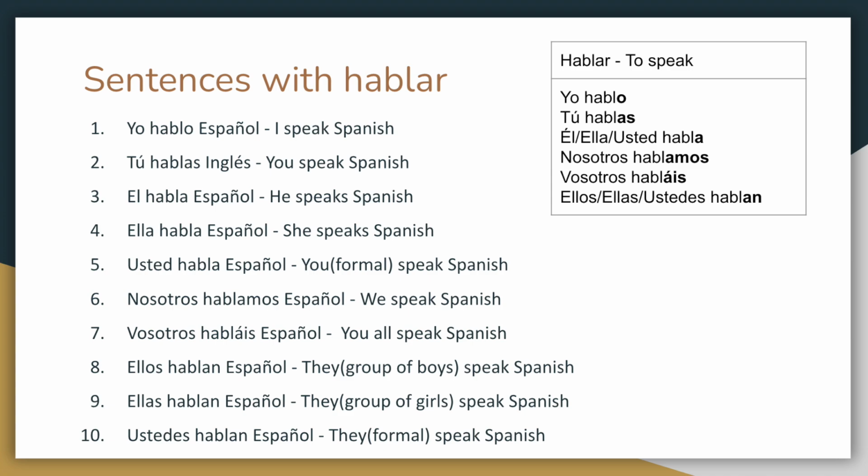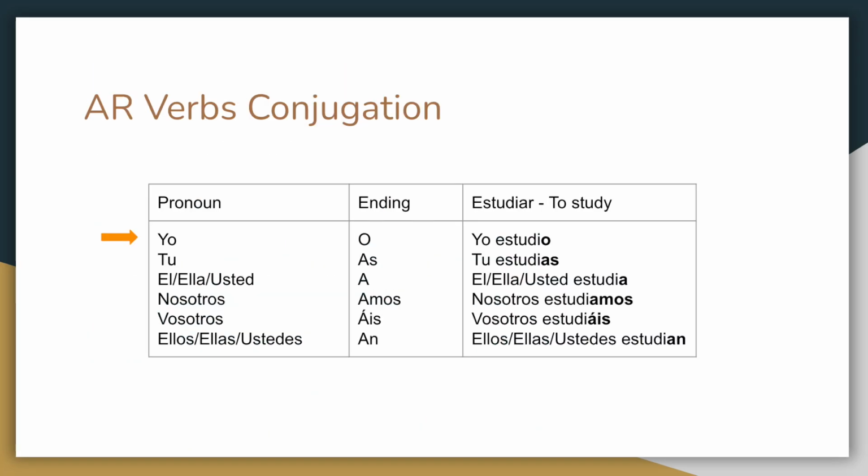Ellas hablan español means they speak Spanish, but this one will be used if you're talking about a group of girls. And lastly, ustedes hablan español. This is also they speak Spanish, but if you remember, ustedes is when you're talking to people who are older than you or formal. So you're talking to a group of people who are older than you and you have to speak formal. So now we'll start with the new verb estudiar, which means to study.